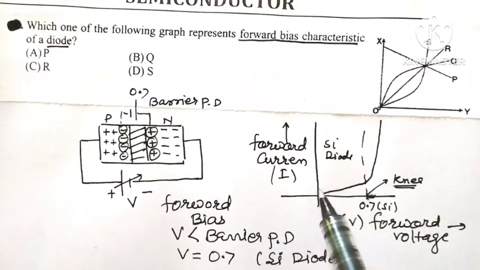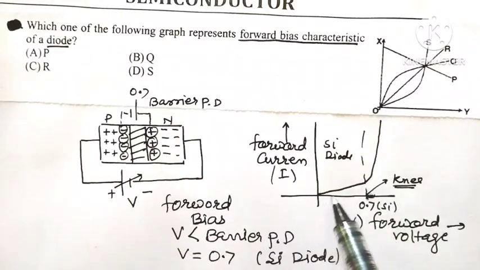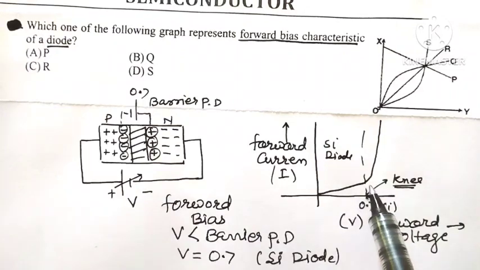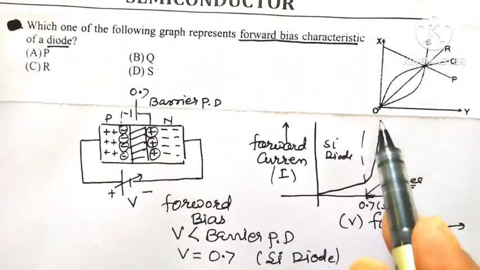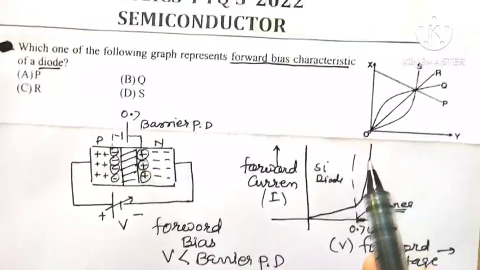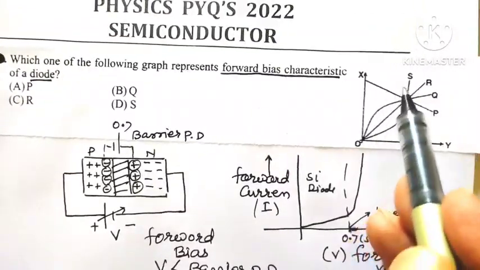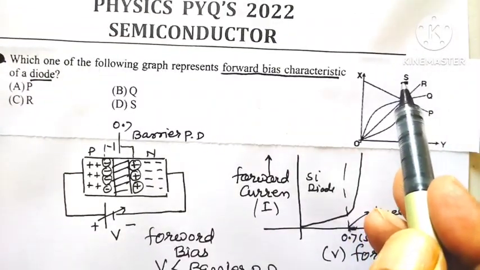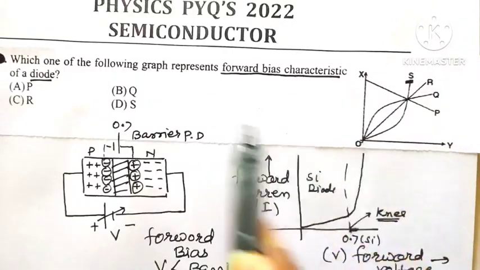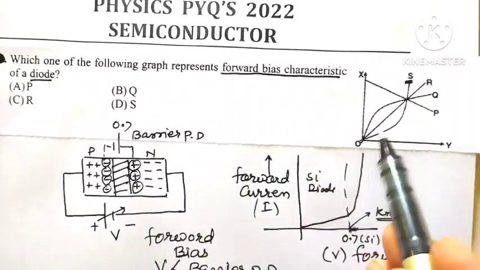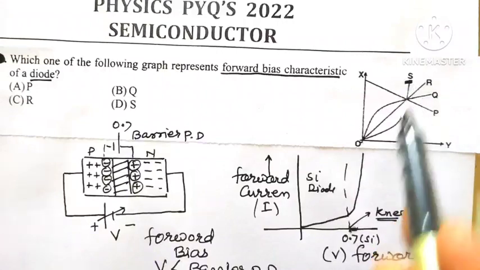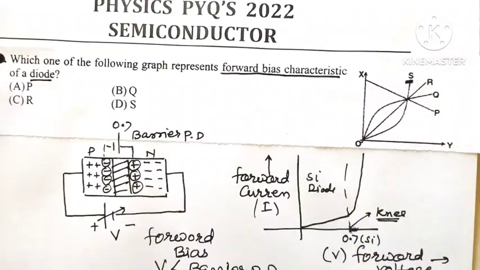So the correct graph, see here, how is that graph? Up to knee voltage, no current flows. Slightly beyond knee voltage, a very large current will flow. So out of the 4 characteristics, this curve S will represent the correct forward bias characteristics curve. See here, this curve will represent a forward bias characteristics curve.